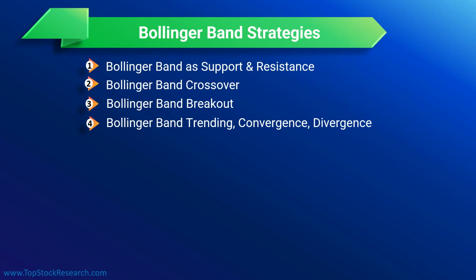Then we'll see how the Bollinger band itself is trending, how it is converging and how it is diverging. Don't confuse it with the moving average convergence and divergence that we saw yesterday. This is Bollinger band convergence and divergence, and we'll understand that in a short while. Then Bollinger band squeeze, what it means. Convergence and squeeze are pretty much similar. How do you interpret this? Purely based on volatility, on whether the market is consolidating or trending, these values keep changing and the chart also changes.